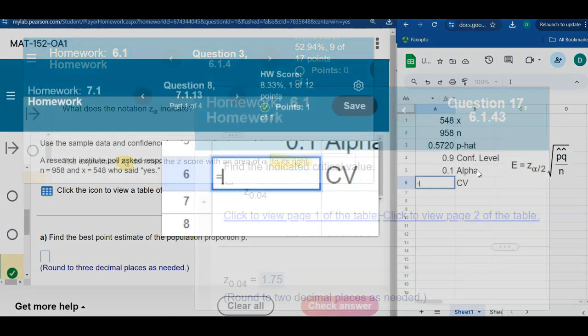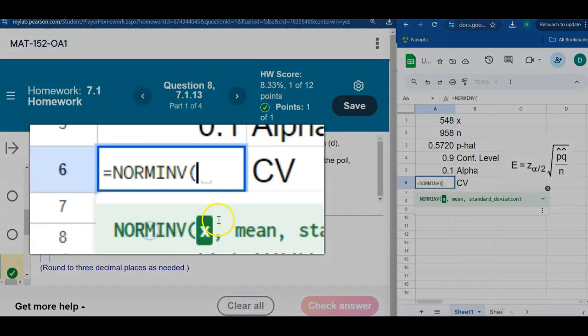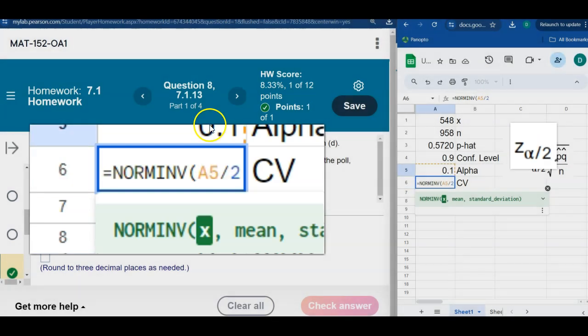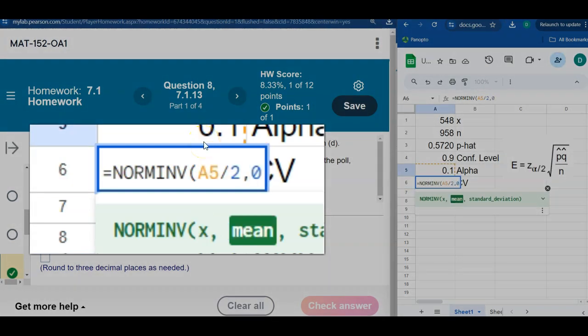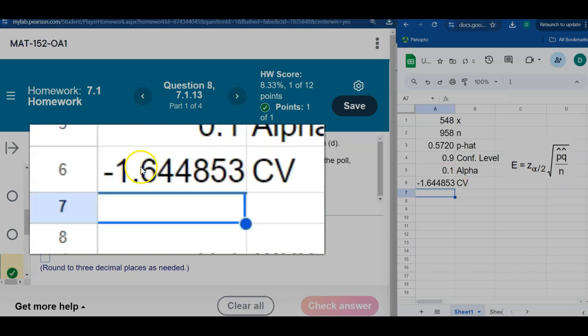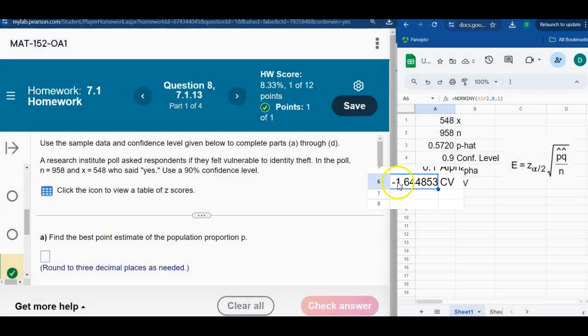So this is equals NORM.INV. The number is alpha, not just alpha, but alpha divided by 2, with a mean of 0 and a standard deviation of 1. Now, it's going to come back a negative number. We just want the positive version of that number.